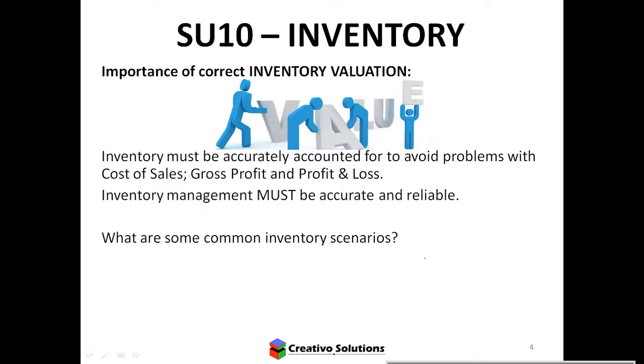Right, so inventory needs to be accurately accounted for. We know that. It's important because we're going to be buying it to sell it. So if inventory is going to be managed appropriately, what are some of the different scenarios that you could get? There's a lot that you could think of, but just give me a few examples. Different transactions that would involve inventory. Buying it, selling it, that's two. Stock take. Counting it, yeah.